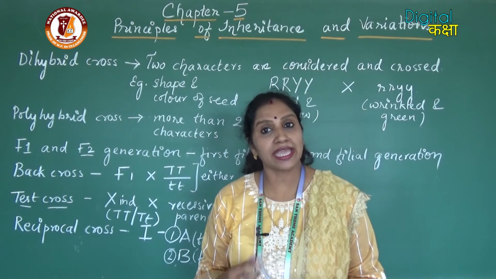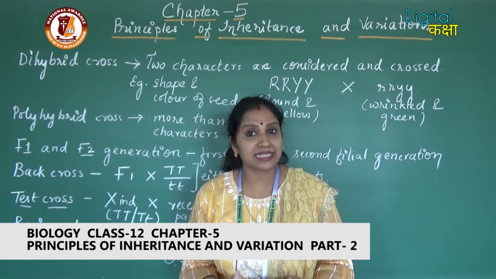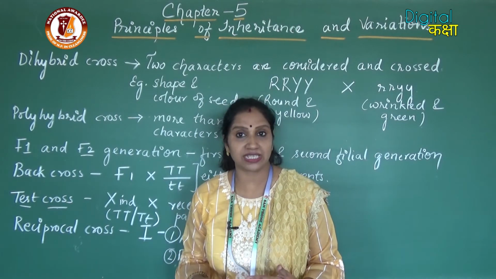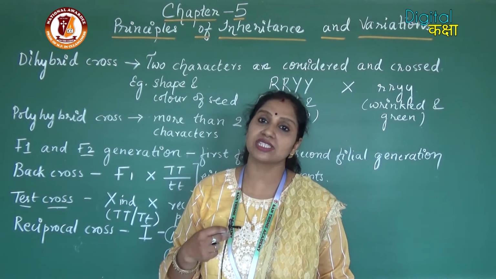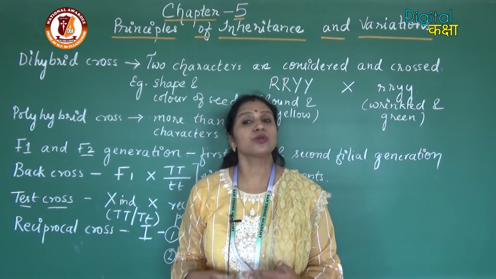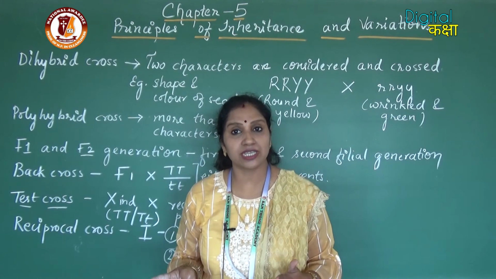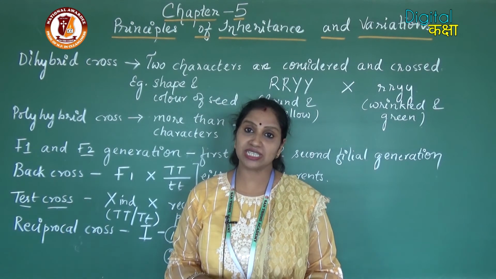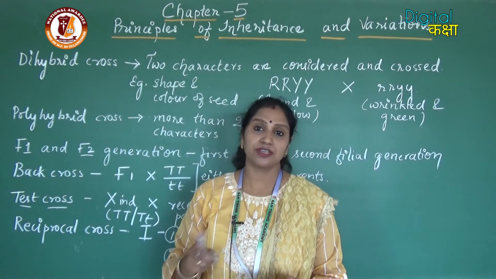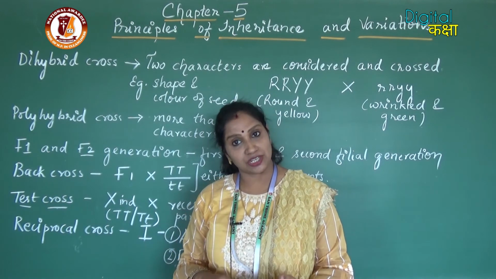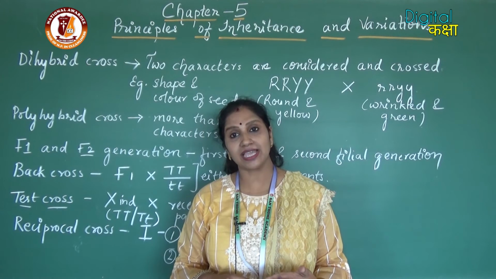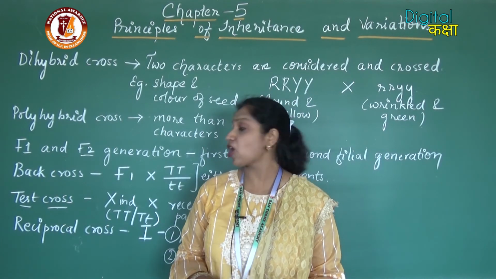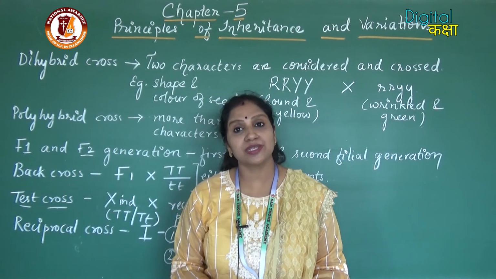So here we come to the end of the terminologies of genetics. From the next class, we will start the actual content of the chapter, that is principles of inheritance and variation. There we will be continuously using these terms, so it will be very helpful for you to understand all the concepts. The different terminologies we have discussed here are genetics, heredity, variations, genes, alleles, after that genotype, phenotype, homozygous condition, heterozygous condition, dominant allele, recessive allele, then the different types of crosses: monohybrid cross, dihybrid cross, polyhybrid cross, then back cross, test cross and reciprocal cross.